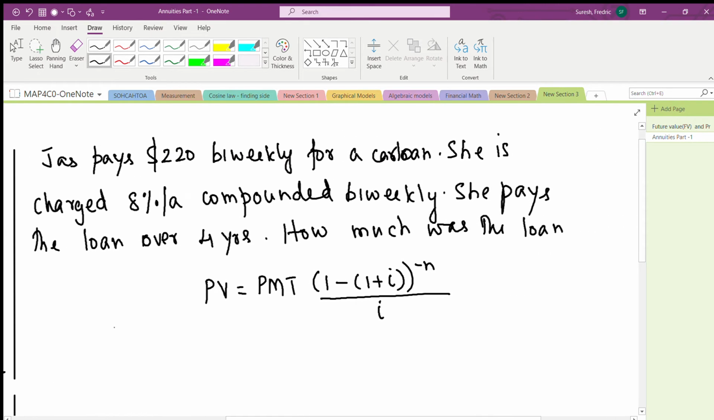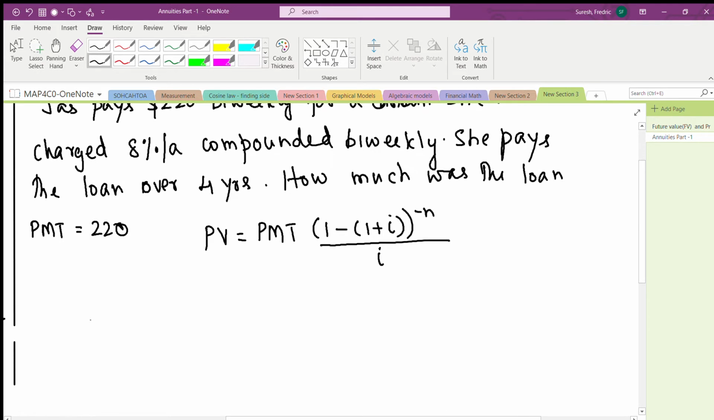Now, Jazz is paying 220 bucks biweekly on a car loan, and she's charged 8% compounded biweekly. Obviously it has to match, and she pays the car loan over 4 years. How much was the loan amount? So again, the payment PMT is $220, and it is compounded biweekly.